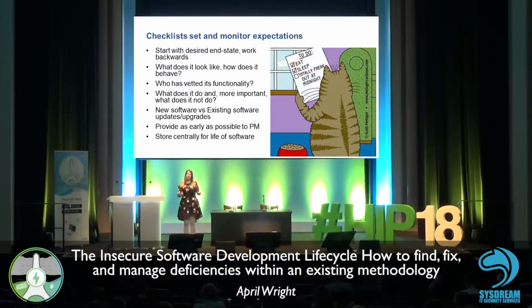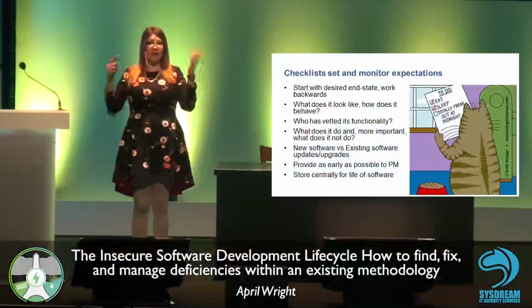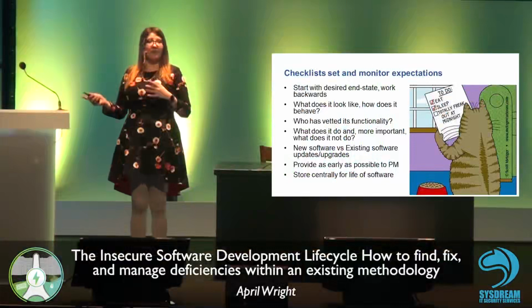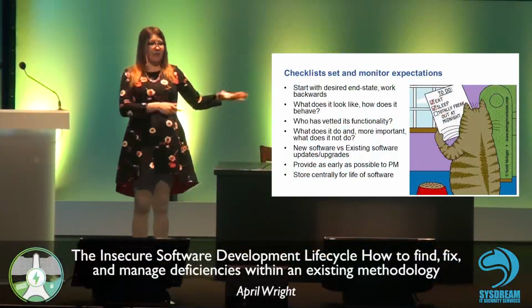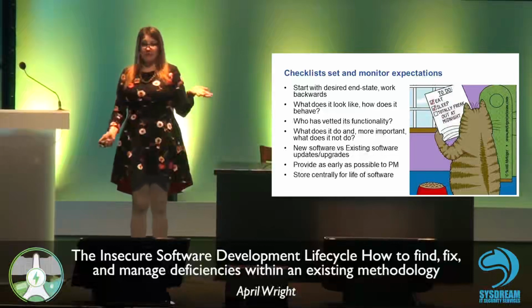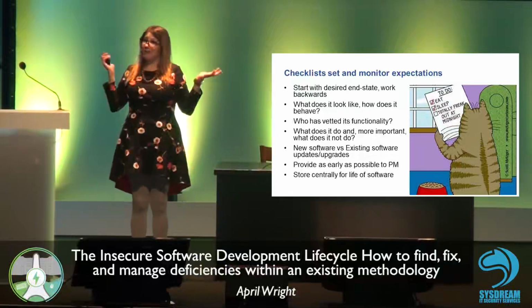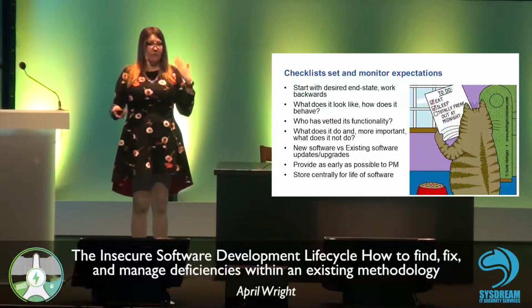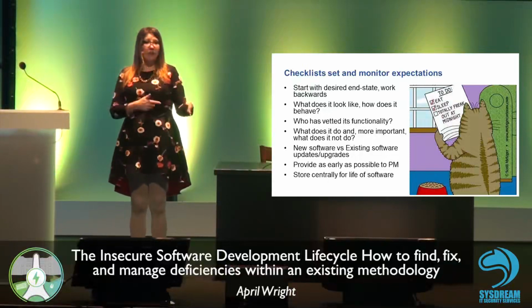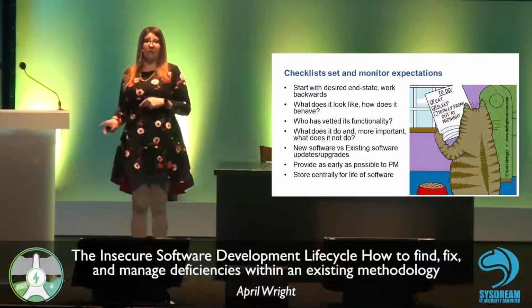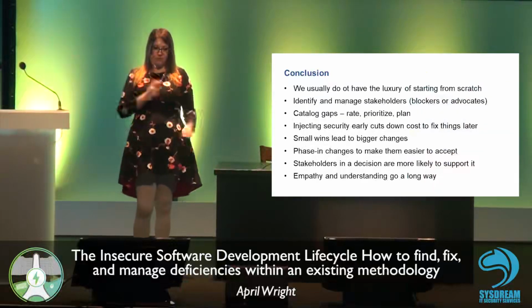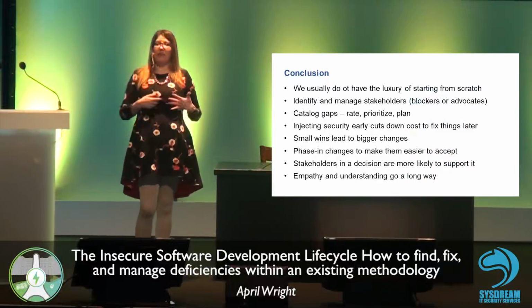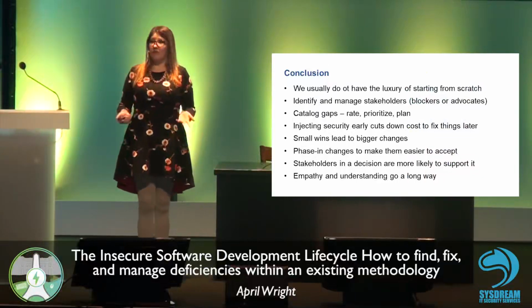We give those as early as possible to the PM. We store the checklists and the sign-offs and everything that's been done as an artifact along with the software for the life of the software. We may need to provide that to somebody in the future if our policy says that we do it. So we talk about what software will do, and also more importantly, what software will not do, because that's just as important.